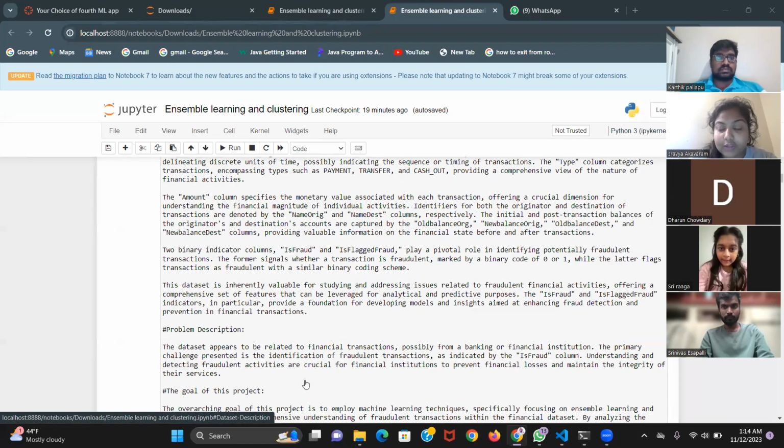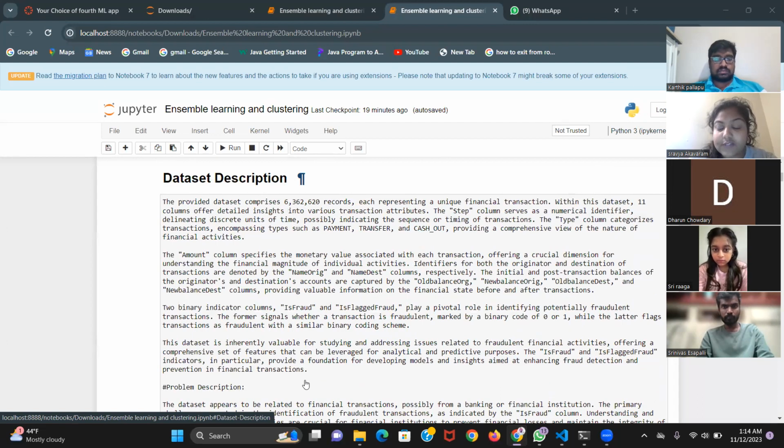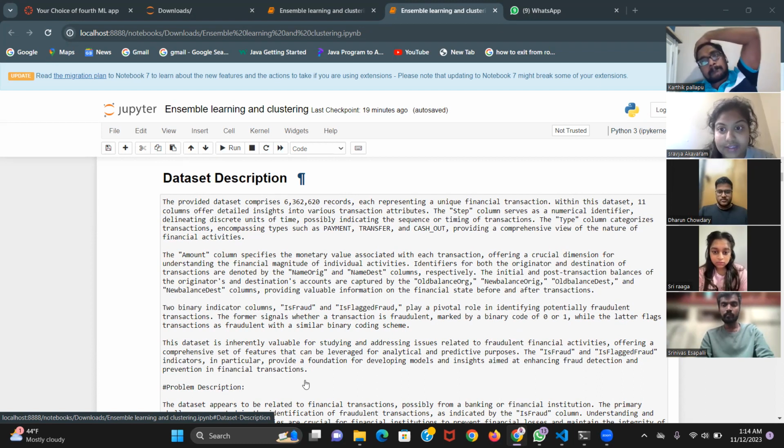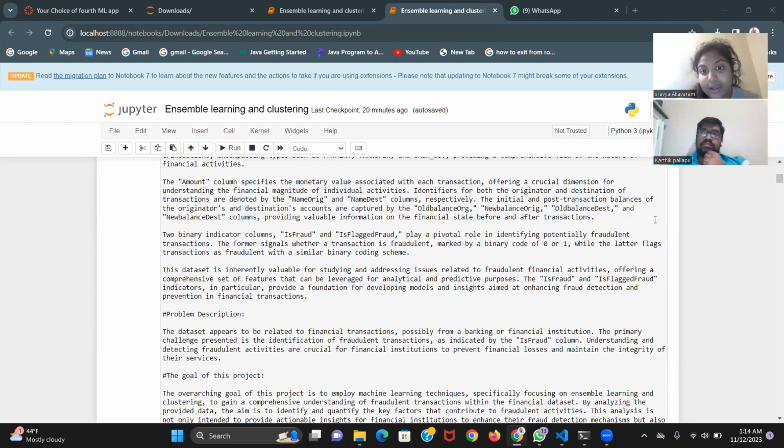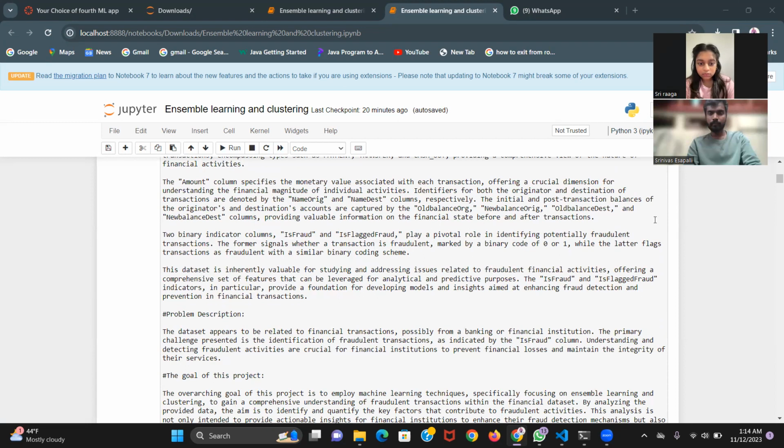Here the step column serves as a numerical identifier, and the transfer payment etc. encompasses the transaction types, and also the amount describes the transaction, offering a crucial dimension for understanding the financial magnitude. And the data set is inherently valuable for studying and addressing issues related to financial activities, offering a set of features that can be leveraged for analytical and predictive purposes.